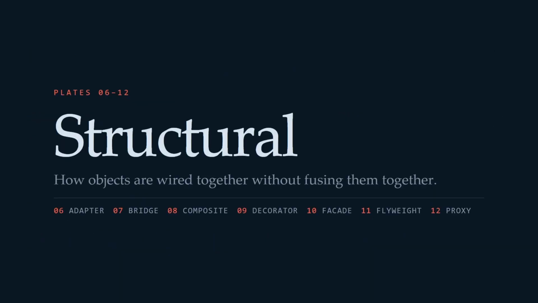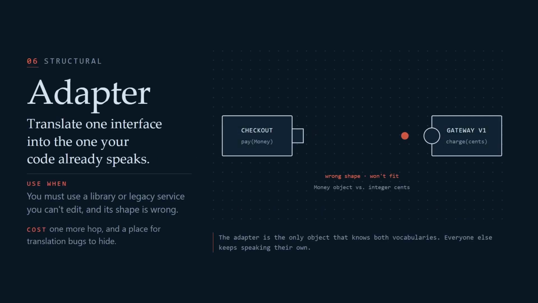Structural patterns. How objects get wired together without being fused together. Your code speaks money objects. The gateway speaks integer cents. Nothing fits until you drop one object in between that knows both vocabularies. Neither side changes a line, that's the whole pattern.